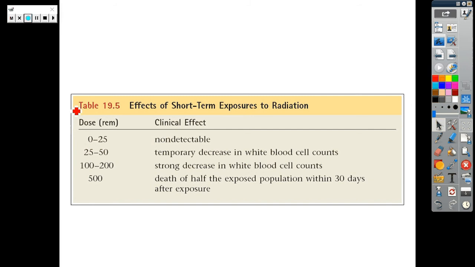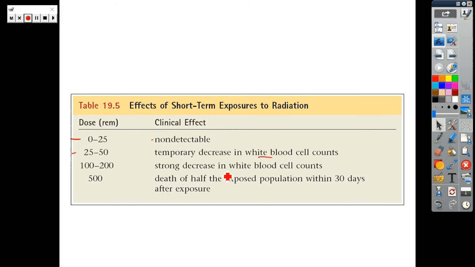Here's a little chart. It comes from an old textbook. This shows the effects of short-term radiation. Basically, if you get a small dose of radiation, you may not even know that you got a dose of radiation. There's a unit of measuring radiation exposure called a rem. But this says from 0 to 25 rems. You're pretty much not going to see any effects. Really, the first real thing that you would notice with radiation exposure is a decrease in white blood cell count.